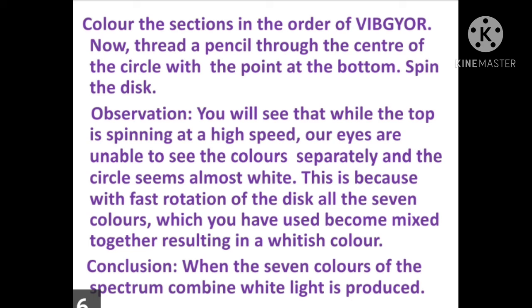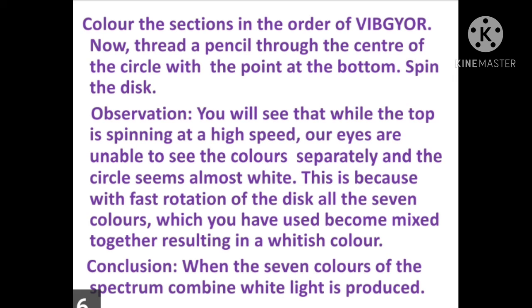Now thread a pencil through the center of the circle with the point at the bottom. Now spin the disc and observe. Observation is, you will see that while the top is spinning at a high speed, our eyes are unable to see the colors separately and the circle seems almost white.